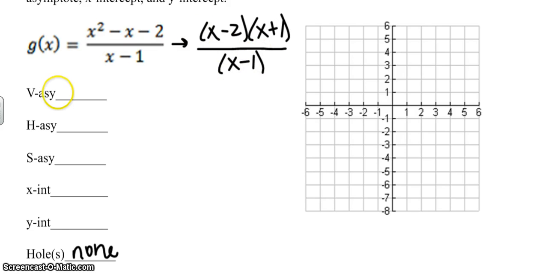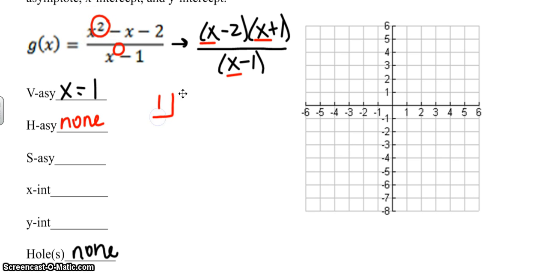So vertical asymptote, when the bottom is equal to 0, it's going to be the line x equals 1. Horizontal asymptote, well, this is a higher power than this one. If you multiply these together, you get x squared. This is x to the first, which means that there is no horizontal asymptote, but instead we need to find the slant asymptote, right? Because top heavy, you got to find a slant.